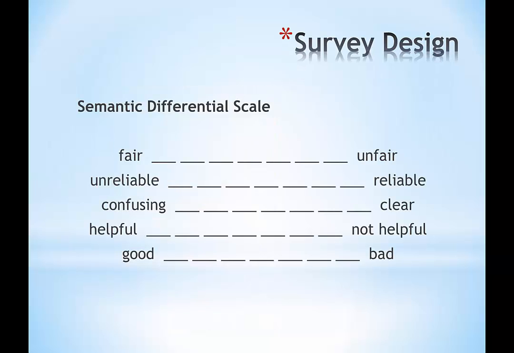I like this scale. It's called a semantic differential scale. There are usually 7 underscores there, and you pick somewhere along a continuum.